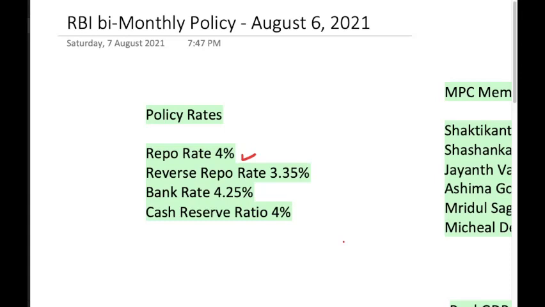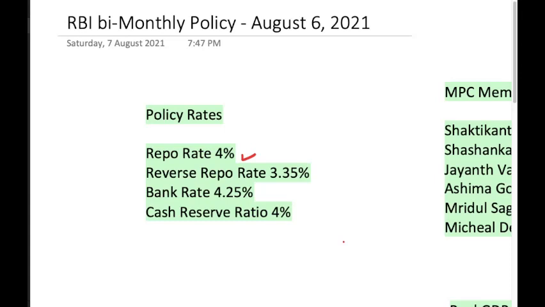Then the reverse repo rate, that is the rate at which commercial banks park their excess reserves at RBI, is at 3.35%. Bank rate is at 4.25% and cash reserve ratio is at 4%.